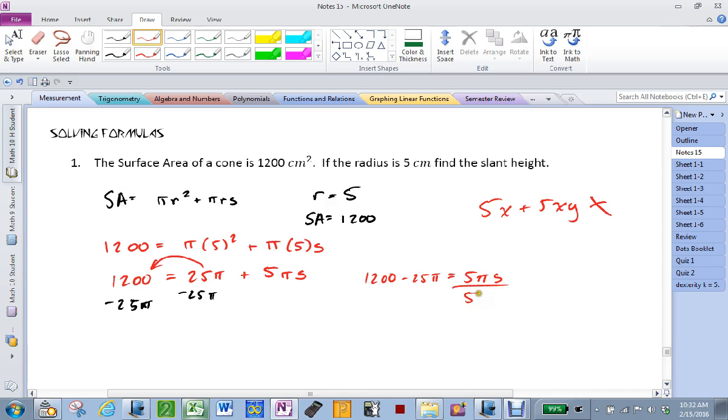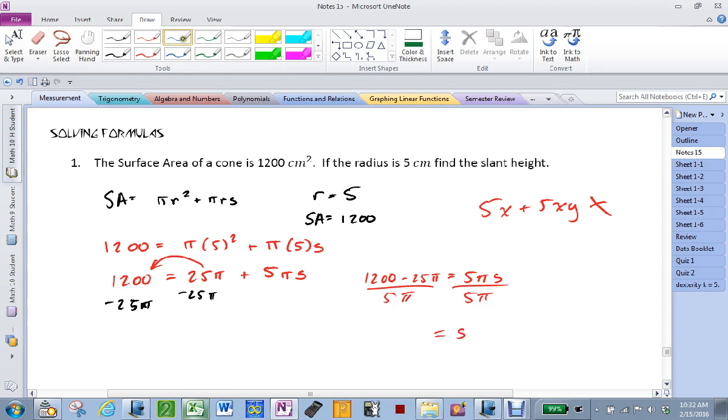Divide by 5 pi, right? Then s is going to be alone, and I'm going to divide this side by 5 pi. Now, can I do that on my calculator right now? I can, can't I?